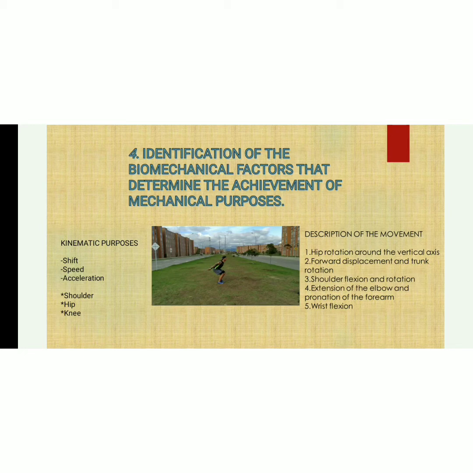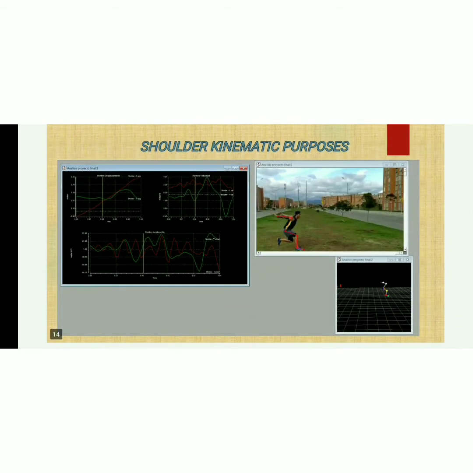First, we will analyze the kinematic purpose of displacement, speed, and acceleration of the joints: shoulder, hip, and knee. Analyzing the kinematic chain. First, shoulder: observe the displacement is constant because the movement is directed forward without change of direction. The speed changes radically in the strike phase due to the torque that the shoulder makes on contact with the ball.